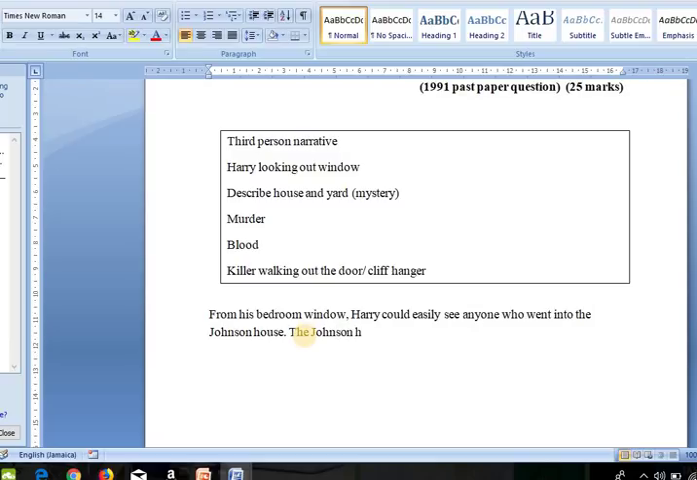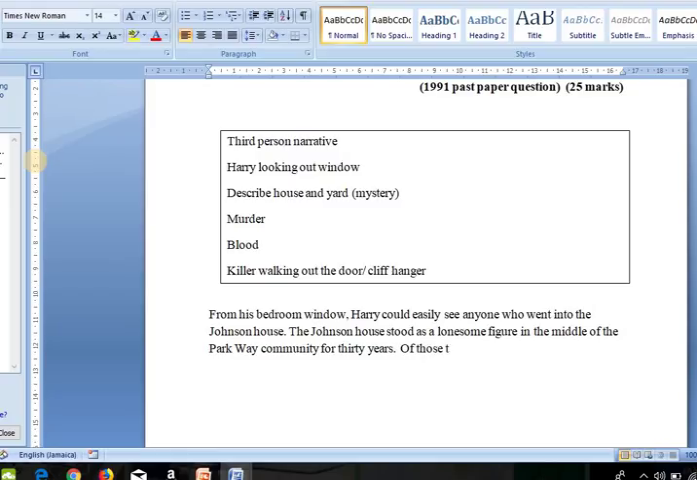The Johnson house stood as a lonesome figure in the middle of the Parkway community for 30 years. Sorry, no numbers. We need to write 30 years. And that's where I have. So that's the first thing. So from his bedroom window, Harry could easily see anyone who went into the Johnson house. The Johnson house stood as a lonesome figure in the middle of the Parkway community for 30 years.